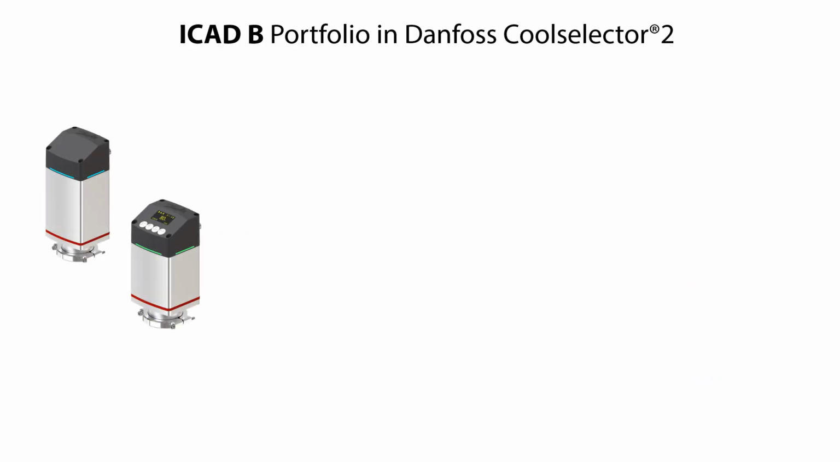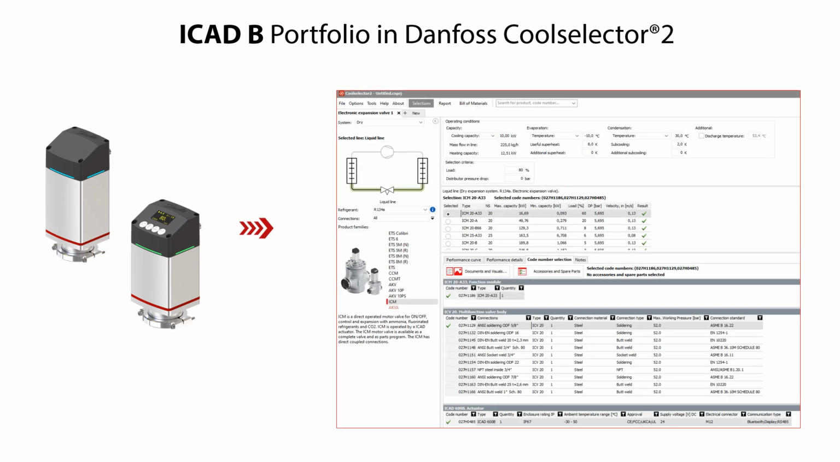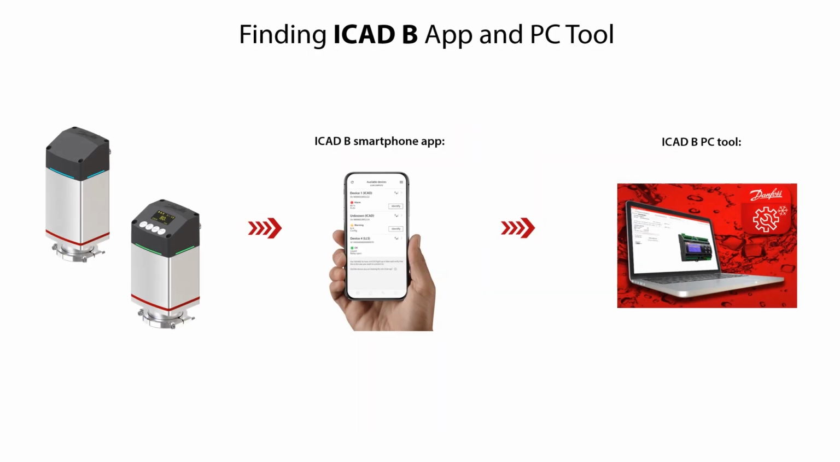You can also find and select online the suitable ICAD B variants and related information by using the Danfoss CoolSelector2 online selection software. Here you see an example of selection of an ICM20 motor operated valve in CoolSelector2, where you can also see an example of a suitable ICAD 600B to use. If you press the button for documents and visuals, then you can find more ICAD B information in relevant literature. You can find the ICAD B CoolConfig smartphone app on App Store, and you can find the ICAD B CoolConfig desktop PC tool on danfoss.com.